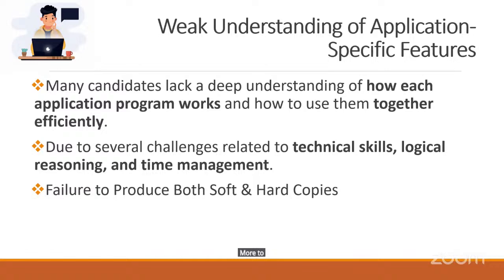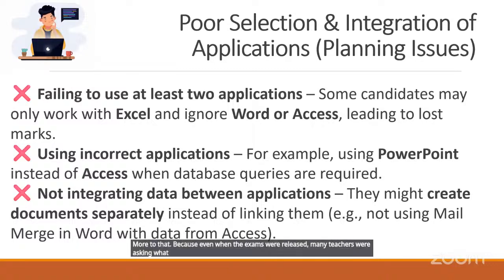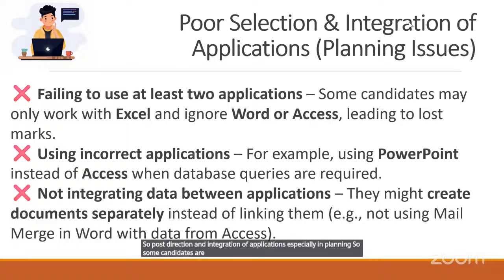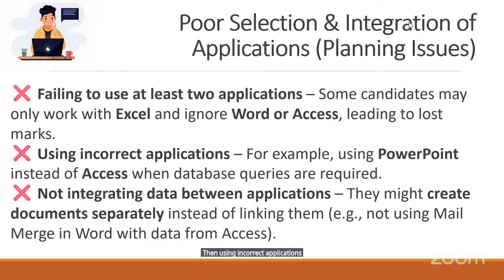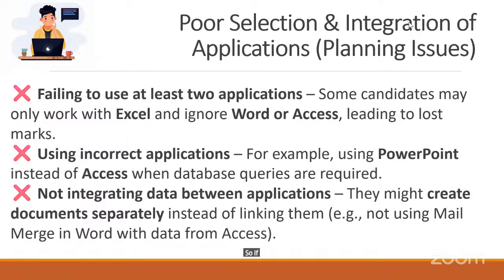More to that, because even when the exams were released, many teachers were asking what happened to us, because there are many reasons behind that. So, poor selection and integration of applications, especially in planning. Some candidates are failing to use at least 2 applications. Some candidates may only work with Excel and ignore Word or Access or PowerPoint, leading to lost marks. Then using incorrect applications, for example, using PowerPoint instead of Access when database queries are required. So if you use a different application, it means that you are off the score sheet. We only take the one that is required.